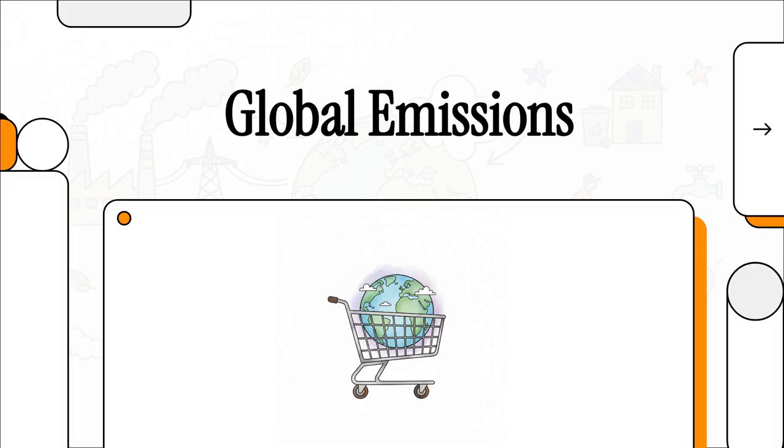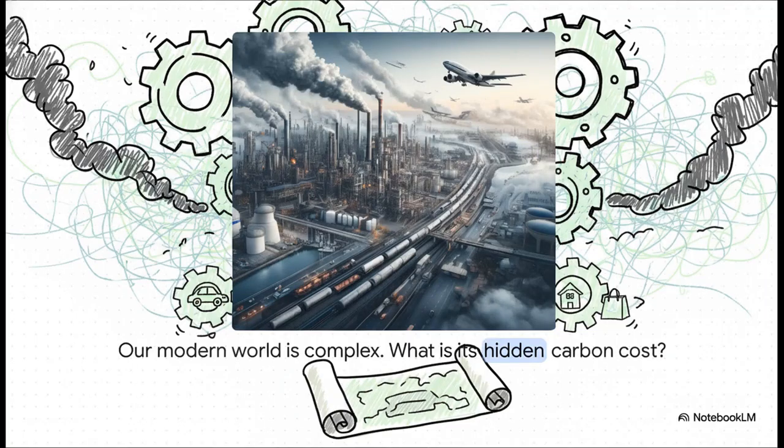We're going to break down that enormous picture piece by piece and connect the huge global scale of emissions right down to the choices you and I make every single day. Just take a look at this. This is the engine of our world, right? We've got factories, trains, planes, all the stuff that powers our lives. But behind all this incredible complexity, there is a massive hidden cost, a carbon footprint so gigantic it's hard to wrap your head around. So let's start peeling back the layers and actually figure out what that cost is.